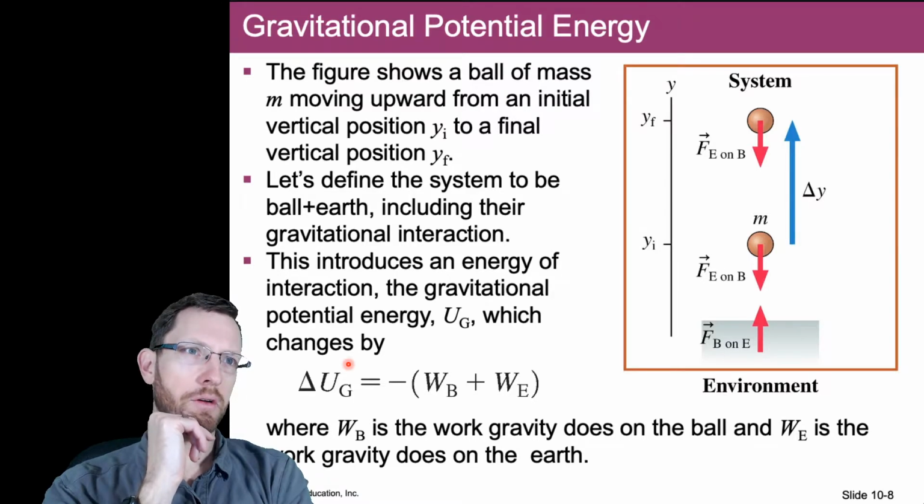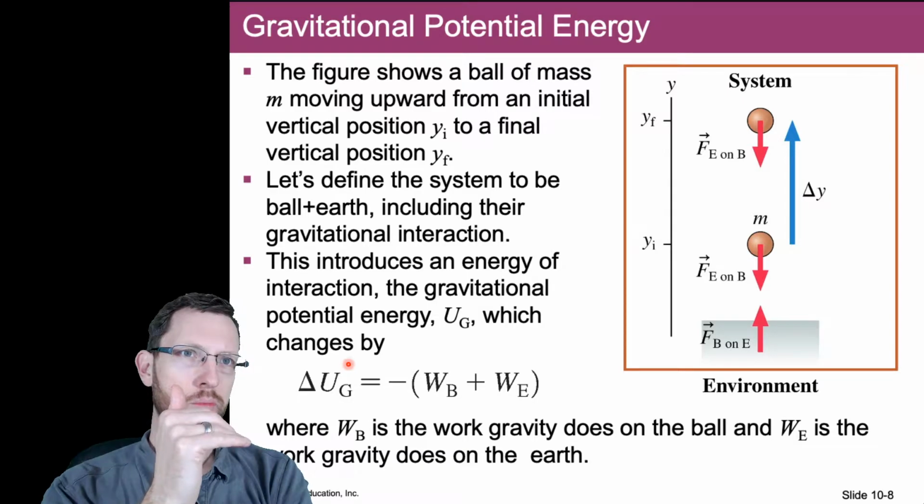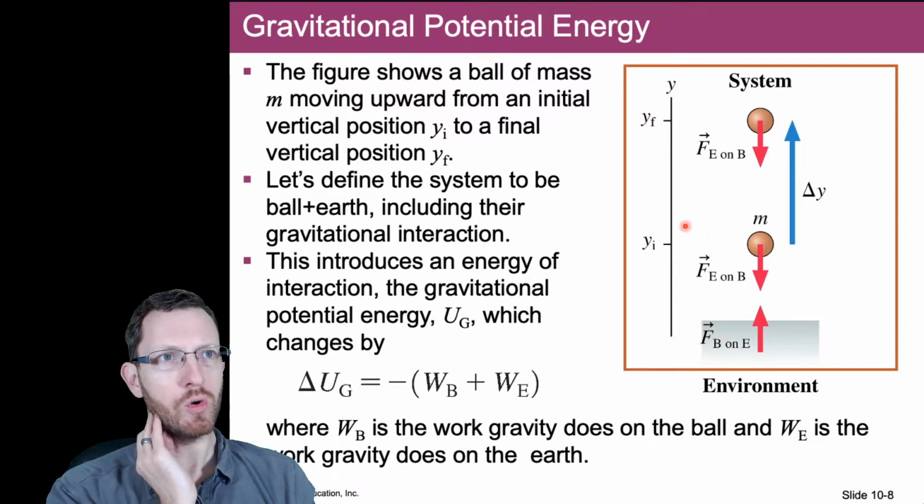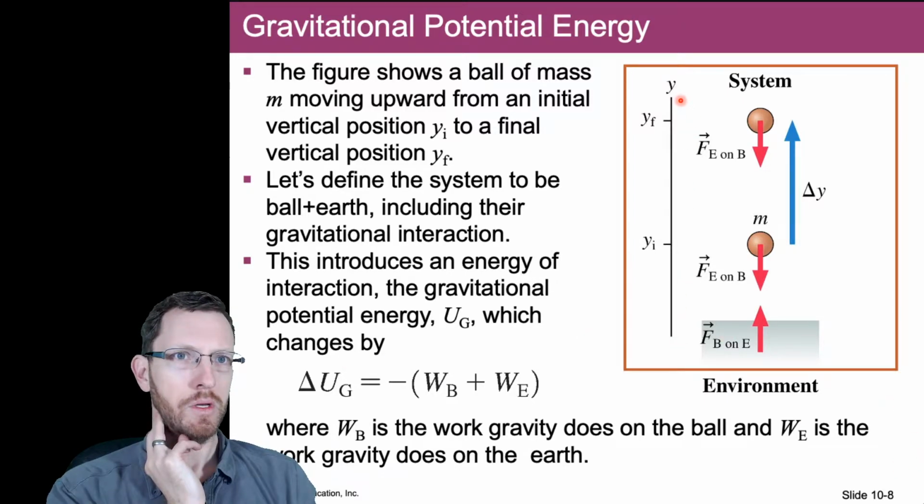The figure at the right shows a ball of some mass moving upwards from an initial vertical position that we can call yi to a final vertical position that we're going to call yf. So we have a vertical coordinate system y. We know that the gravitational force then is this downwards force coming from the interaction of the ball with the earth.